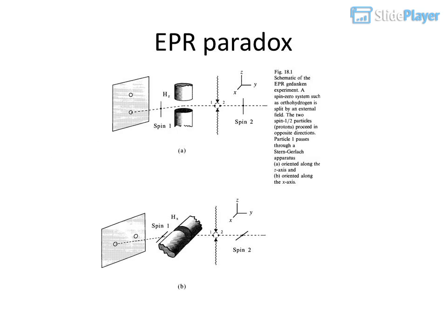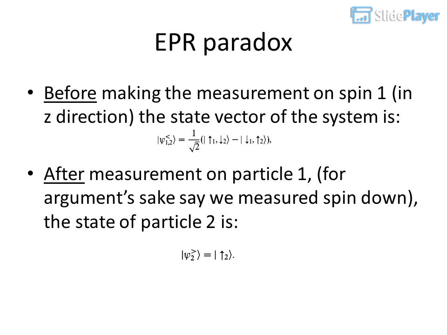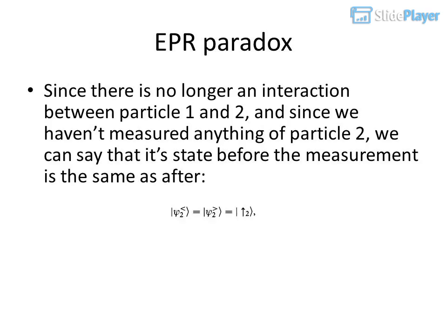EPR paradox. Before making the measurement on spin 1, in z direction, the state vector of the system is. After measurement on particle 1, for argument's sake say we measured spin down, the state of particle 2 is. Since there is no longer an interaction between particle 1 and 2, and since we haven't measured anything of particle 2, we can say that its state before the measurement is the same as after.